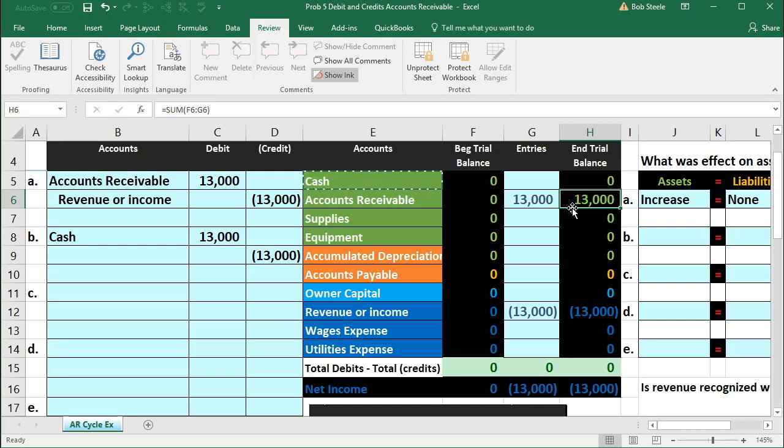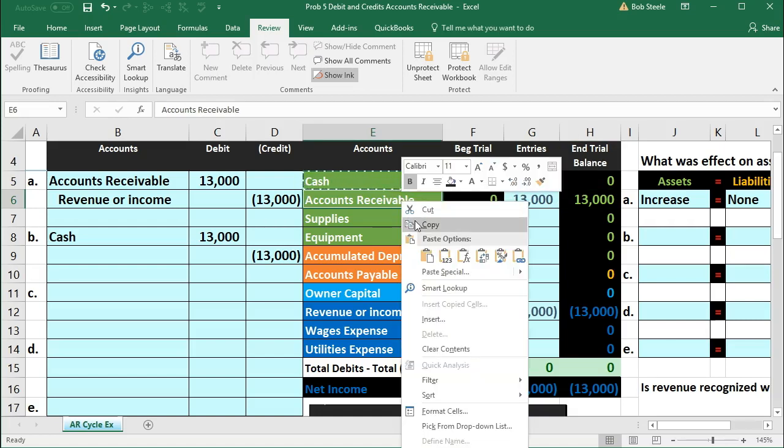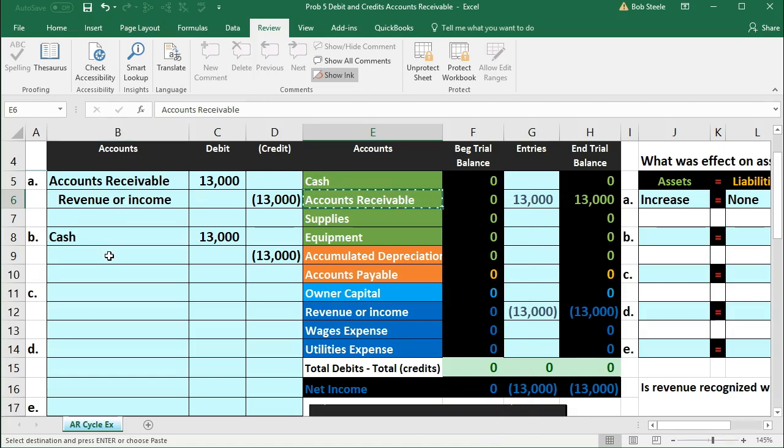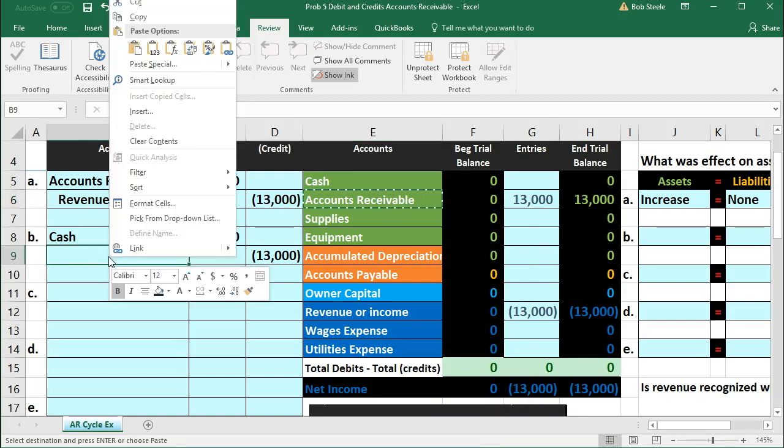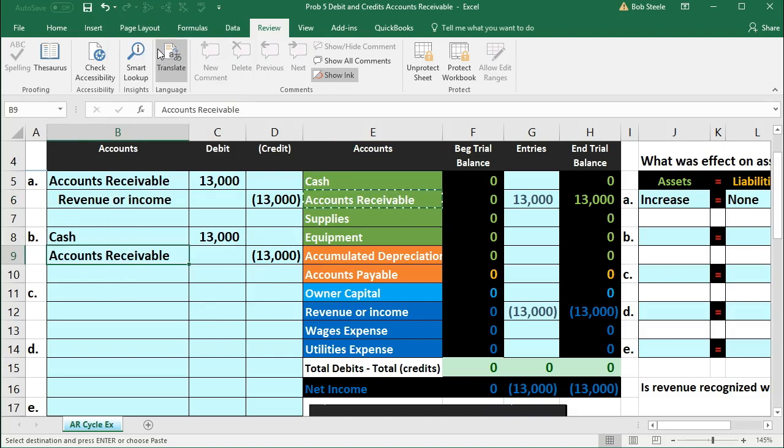It's an asset. Assets have normal debit balances. We're going to make it go down by doing the opposite thing to it, which in this case is a credit. So I'm going to copy that, right click, copy. I'm going to paste that in cell B9. There's B9, right click, paste, 1, 2, 3. I'm then going to double click before the A. I'm in the cell, space 3 times, and there we have it.